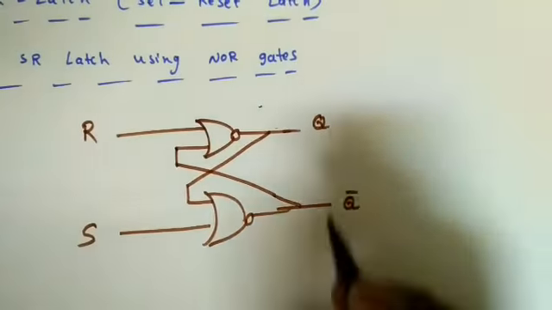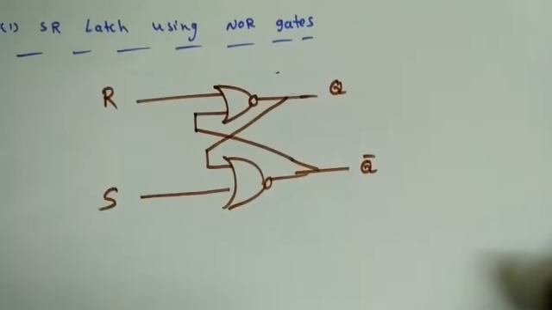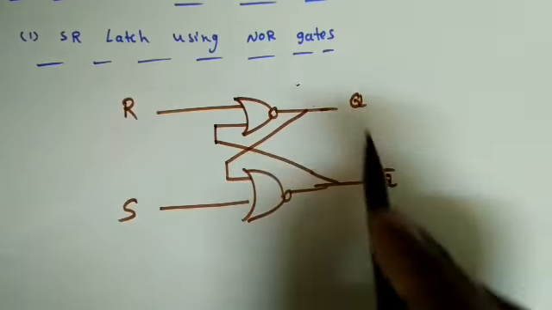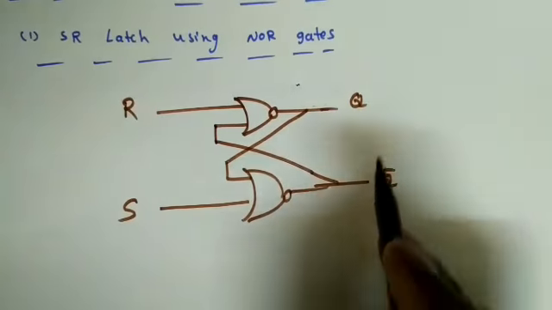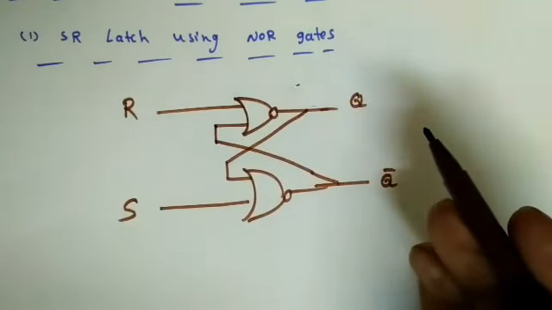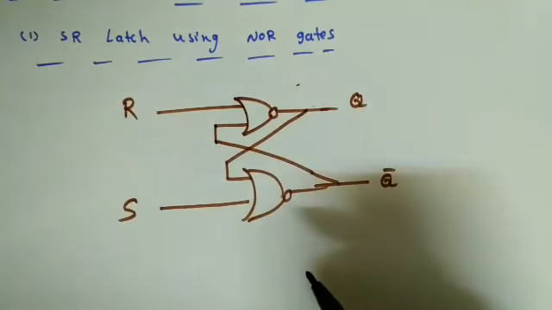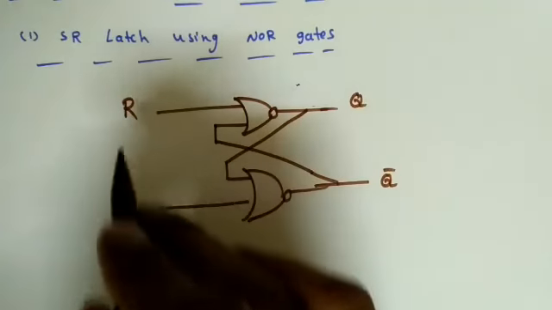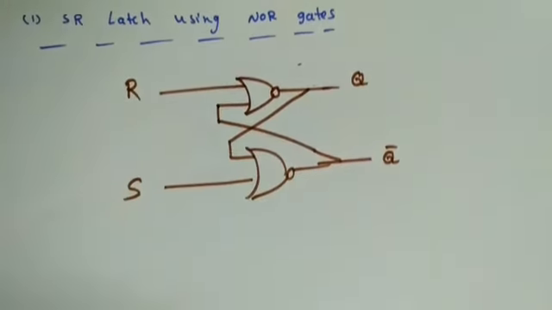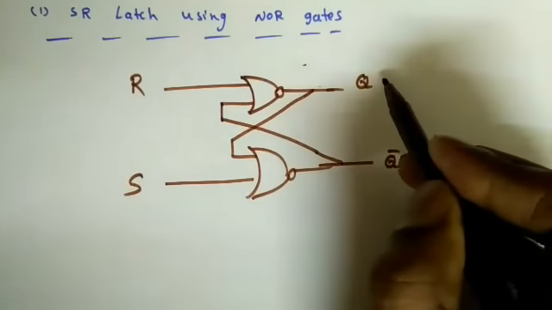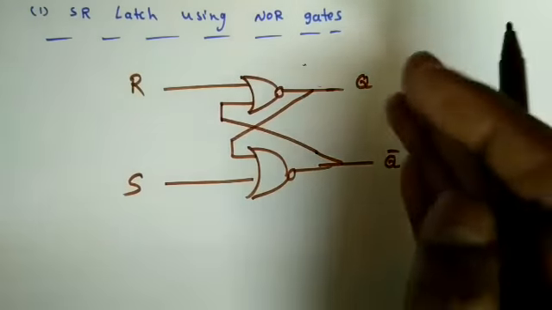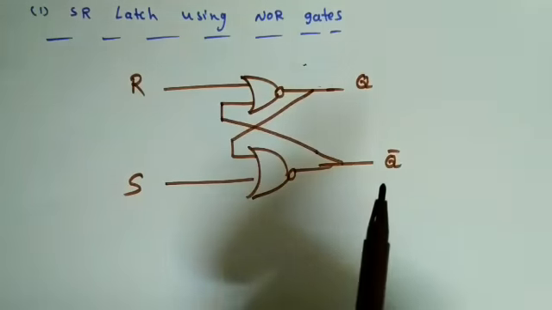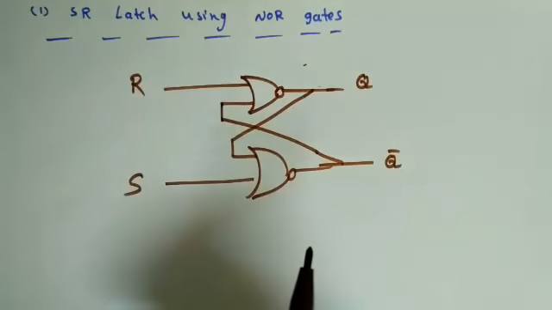Generally Q and Q bar should always be complements of each other. That is a very important point we need to remember, and that is the reason these notations are used: Q and Q bar. If Q equals 0, Q bar should be 1, right? So the outputs are complements of each other. This is reset and this is set. It has two useful states: whenever Q equals 0, we say it is in the reset state, and whenever Q equals 1, it is in the set state, depending on the input combinations.